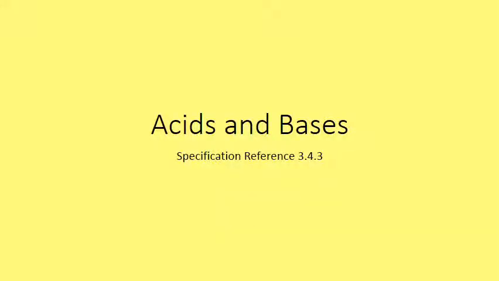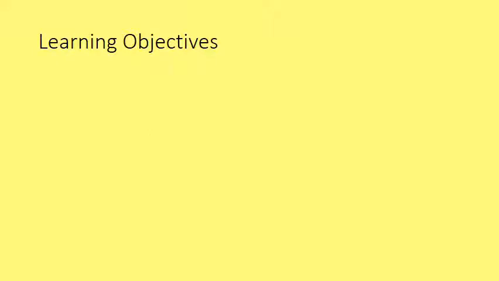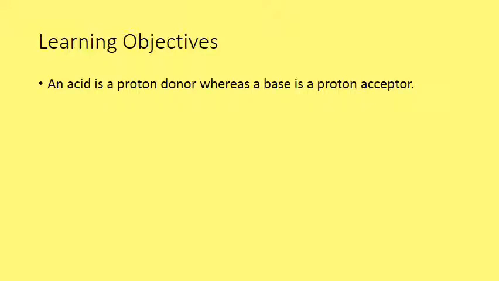Welcome to this, the first lesson on acids and bases, and it covers the start of the specification reference 3.4.3. What we're going to learn in this video lesson is as follows. Firstly, we're going to know that an acid is a proton donor, whereas a base is a proton acceptor. Previously, you've understood acids to involve H+ ions, and alkalis, bases, to involve hydroxide, OH- ions. But this is a new concept of proton donors and proton acceptors.